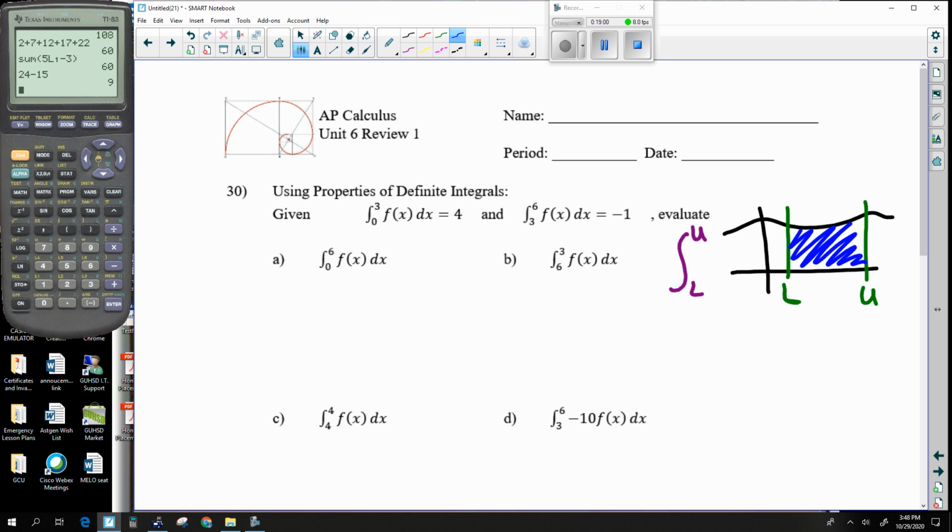Now, what happens if you say it backwards? You say upper bound, lower bound. All right? Well, yes, you're still going to get that area, but it's going to be negative.